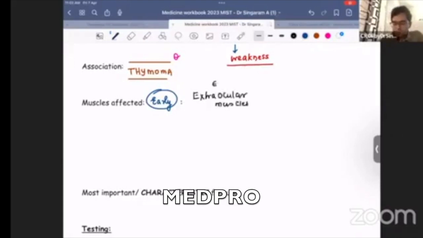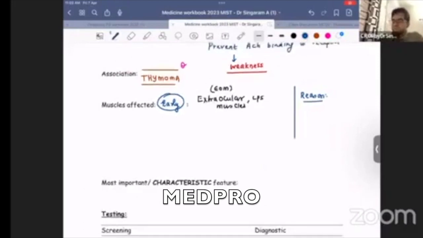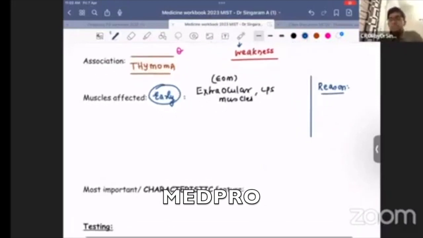Extraocular muscles, EOM, as well as LPS. What is LPS? Levator palpebrae superioris muscle. Now you can ask me, what is the reason why these muscles are affected first? Why not the other skeletal muscles? Why only the extraocular muscles and levator palpebrae superioris? Because naturally these muscles have a less concentration of acetylcholine receptors.